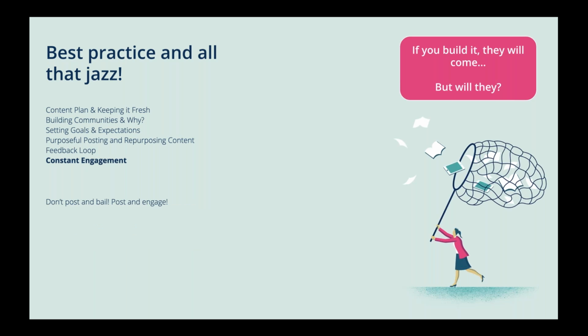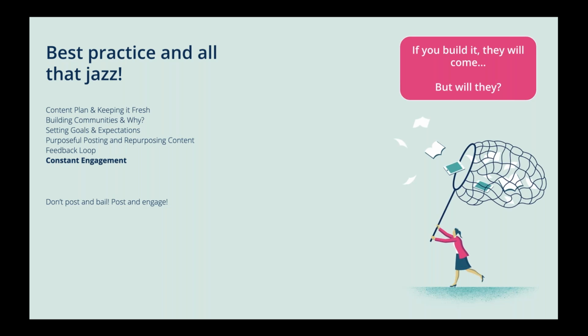Then we have constant engagement. So, in our community, we have so many people that create communities. They do a big launch, and then there's nothing for 3 months, 4 months, 5 months, because they haven't really thought about the goals and expectations of the community. They haven't really thought about the content plan and what this group is for. So, I have a few good habits that we do that I'd like to share with you.